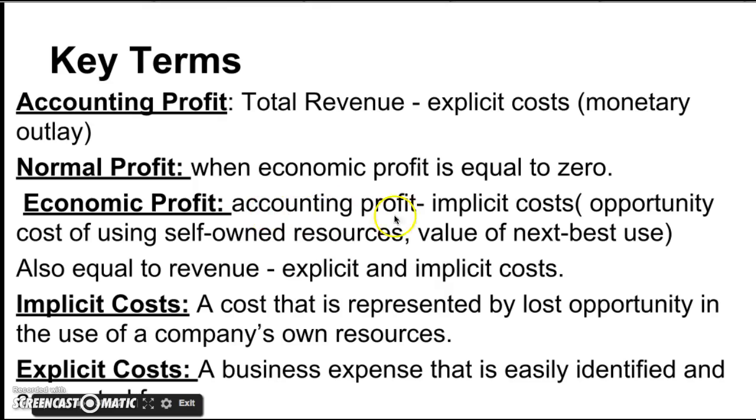Economic profit is accounting profit minus implicit cost, which is the opportunity cost of using self-owned resources and the value of the next best use. Economic profit is also equal to revenue minus explicit and implicit costs together. Implicit costs are costs represented by lost opportunity in the use of a company's own resources. Explicit costs are business expenses that are easily identified and accounted for.